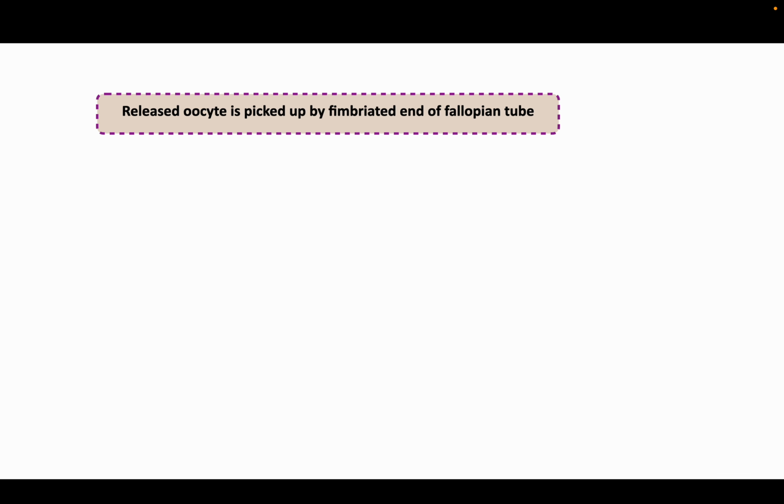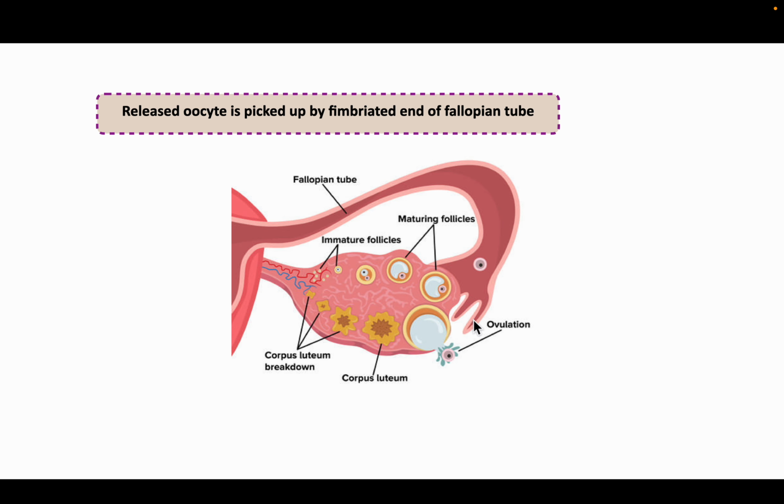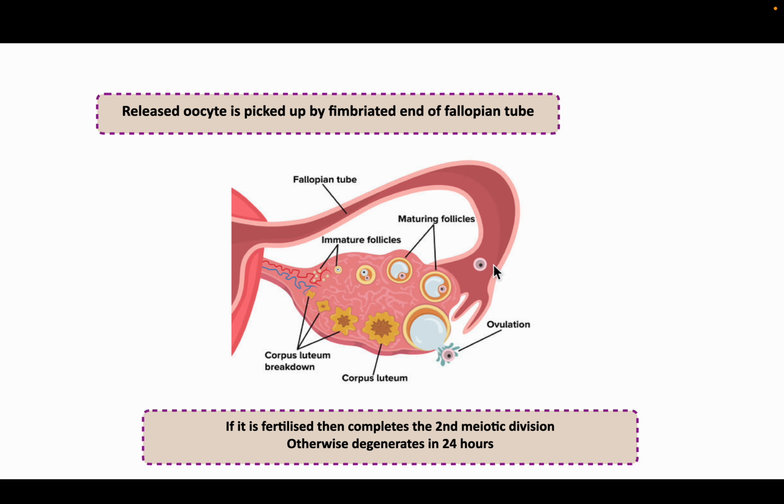The released oocyte is picked up by the fimbriated end of the fallopian tube, you can see here. And if it is fertilized, it completes the second meiotic division, otherwise it degenerates in 24 hours and is discharged through the vagina.